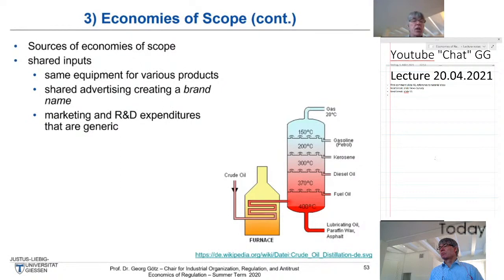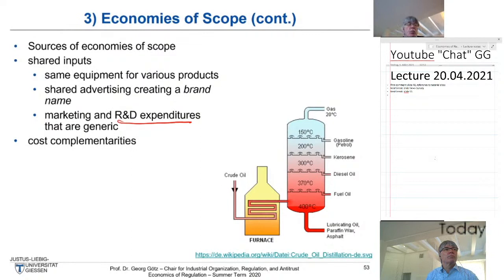R&D expenditures: if you invest something in R&D in terms of, say, new batteries, you might then use these new batteries not only in your cars but also in your trucks and in several other respects. So these would be shared inputs.